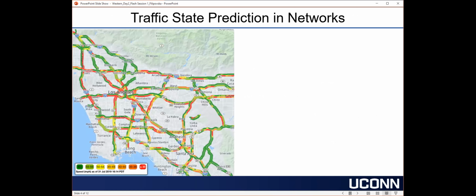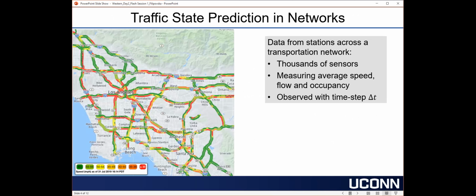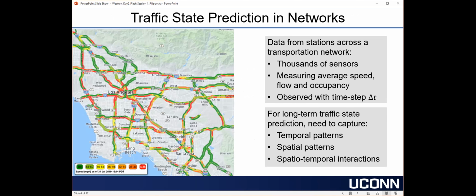And so more visually, the goal then is to collect data from stations across a transportation network. This typically would lead to thousands of sensors that measure these average quantities observed with a given timestamp. And then the goal is to have a long-term traffic state prediction. And to do that, we typically need to capture both temporal patterns, spatial patterns, and sometimes spatial-temporal interactions in the network that produce these dynamics in the traffic state.